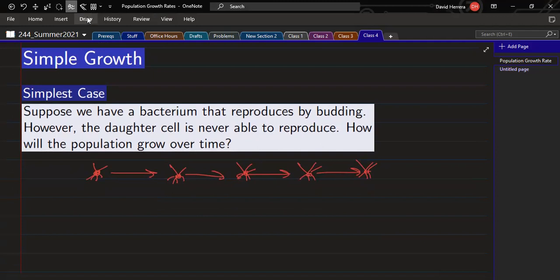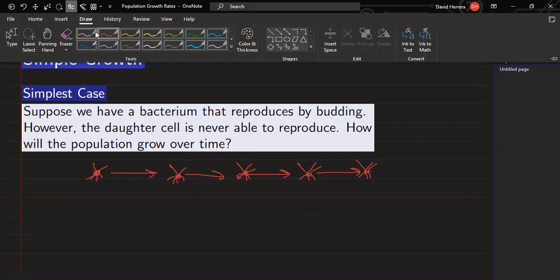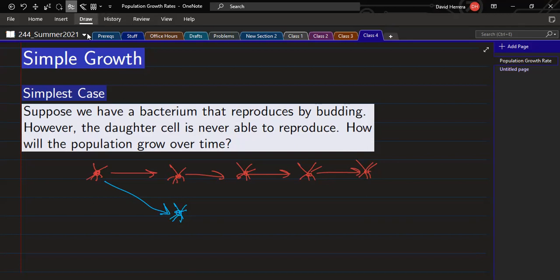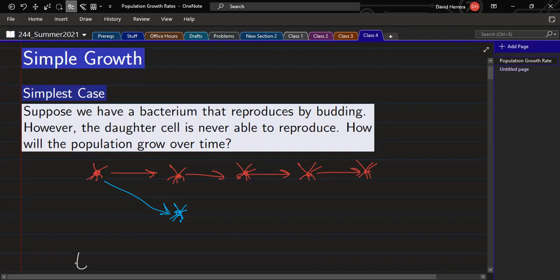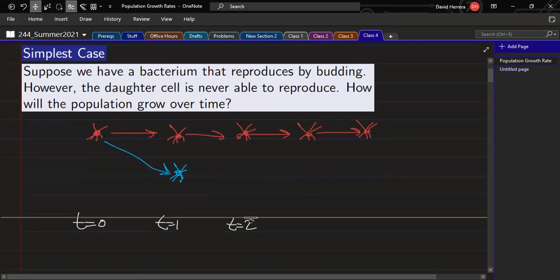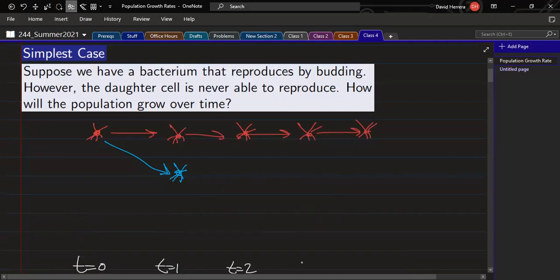But along the way, it's having offspring. So it has one here, it's a daughter cell that is not able to reproduce. So let's mark some time steps. So this is time t equals 0, initial time, time t equals 1, t equals 2. Let's move down a little bit. T equals 3, T equals 4.